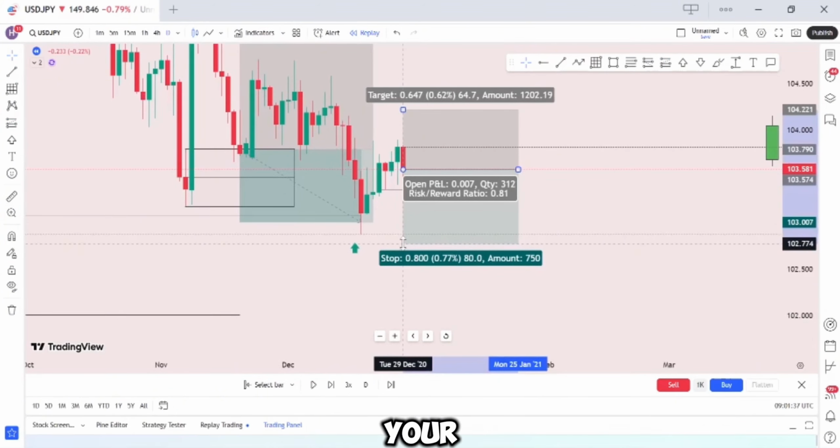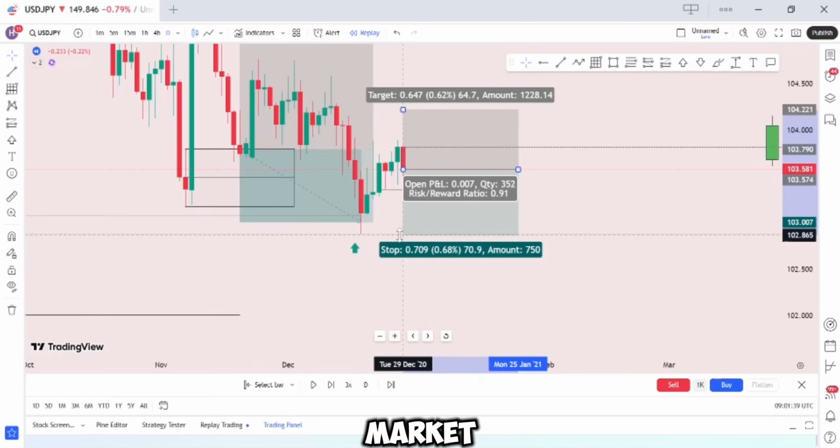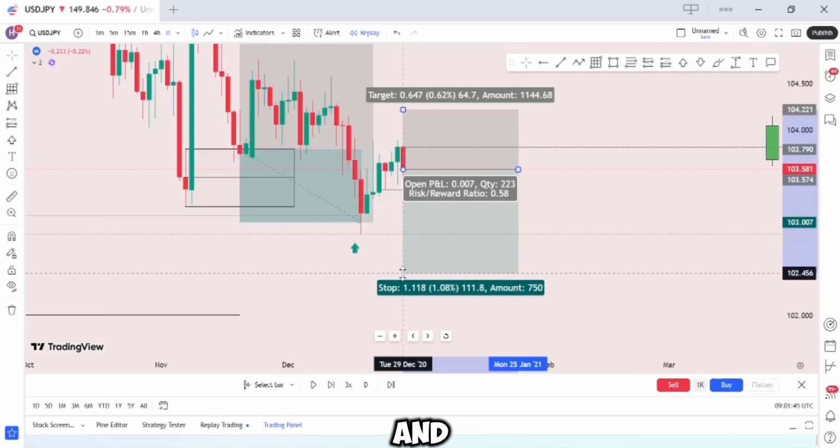When you're setting your stop, don't just put it at the wick. The market might come and still liquidate it before the movement occurs. So we want to be safe and use a proper stop loss. All right, so be safe, use a wider stop loss.